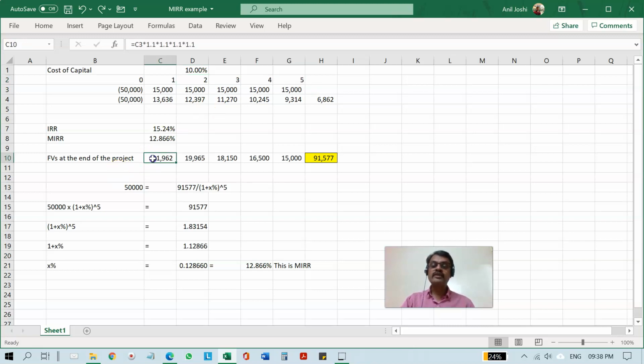So 15,000 when it is reinvested in the project at 10%, how much will be the future value at the end of year 5? What will you do? You will have to do the compounding. So 15,000 multiplied by 1.10^4 times, because 10% is your return. That's the assumption in MIRR.